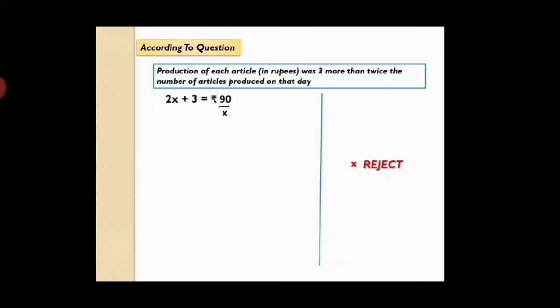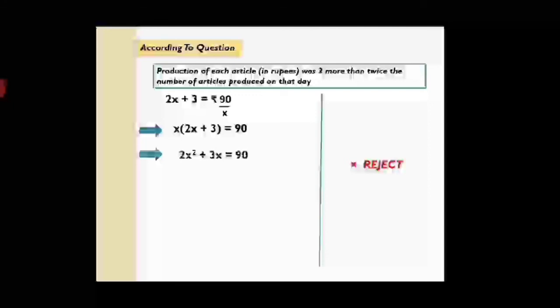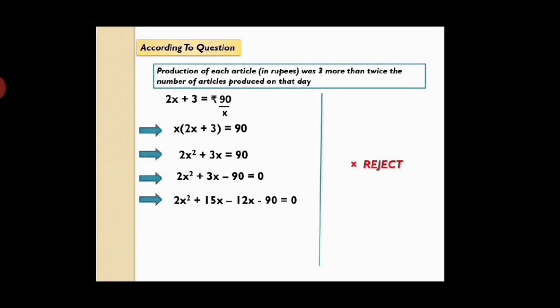So twice it means 2x, 3 more it means plus 3 equals to rupees 90 upon x. And it is given that obviously if we multiply this x by 2x plus 3, we will get total cost, it means 90 after cross multiplication, and when we will open bracket, we will get 2x square plus 3x equal 90. When we shift 90 from right hand side to left hand side, we will get 2x square plus 3x minus 90 equals 0. Middle term split method we will use here.